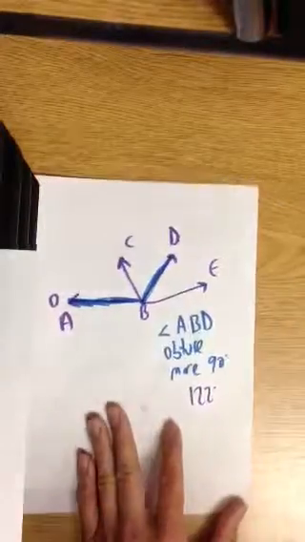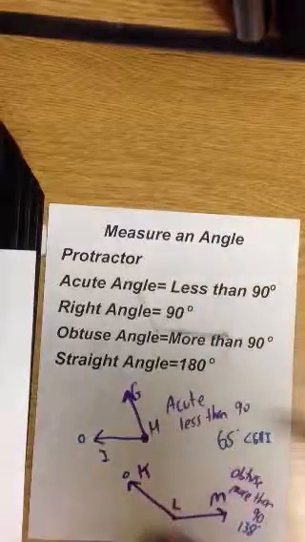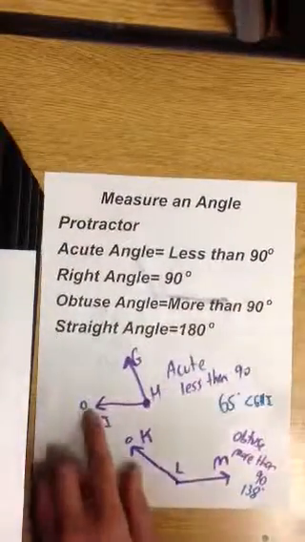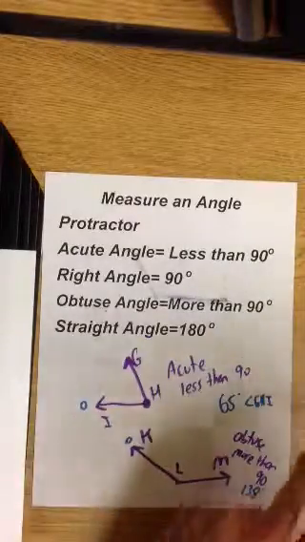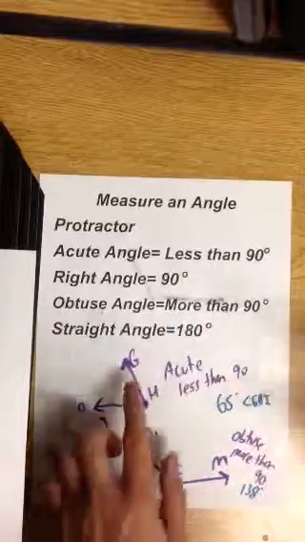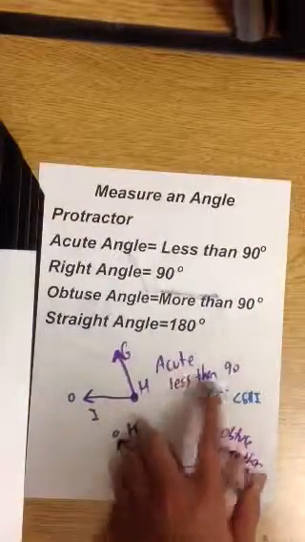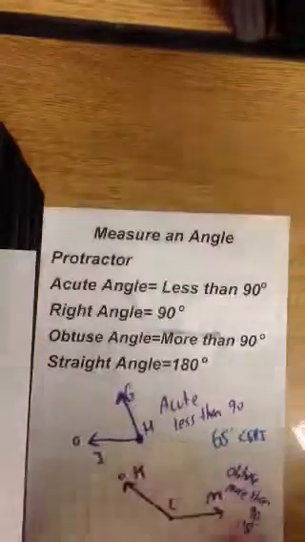So in measuring an angle, you've got to know the definition of acute, right, obtuse, and straight. You line up your protractor with the vertex. You find the base side, so you can start at 0. You count by 10 until you reach that ray. And then look at the definition to help you answer it. So that's how you measure an angle.